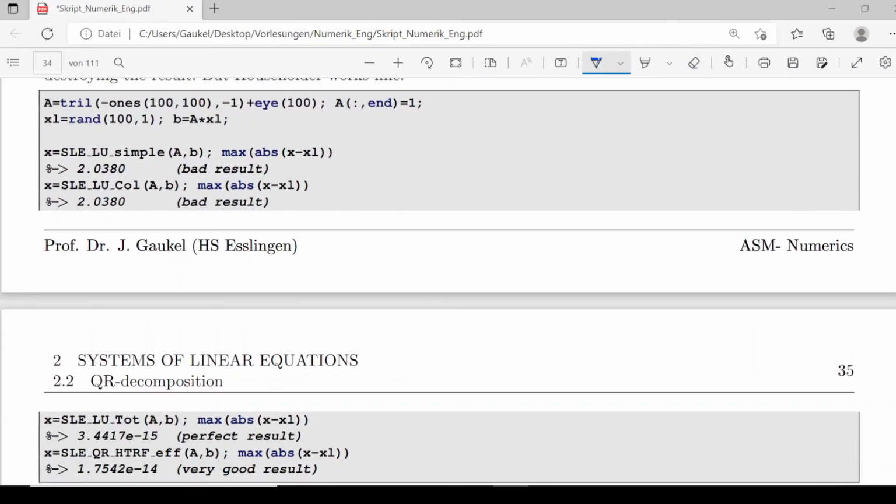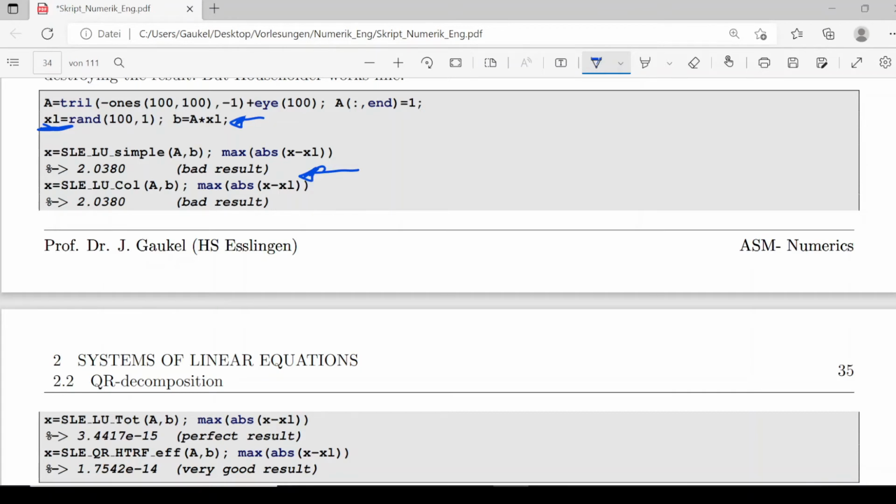Okay, and what do we see? Here again we start with the solution, and then we calculate the right hand side, and then we ask the algorithm, please solve for that right hand side, and what is the result? The correct result is XL. Using simple LU is giving us deviations of 2. That's too much because the correct solutions are between 0 and 1.